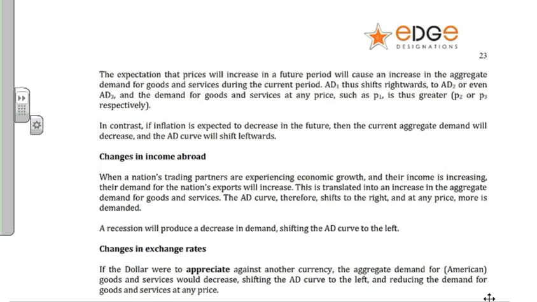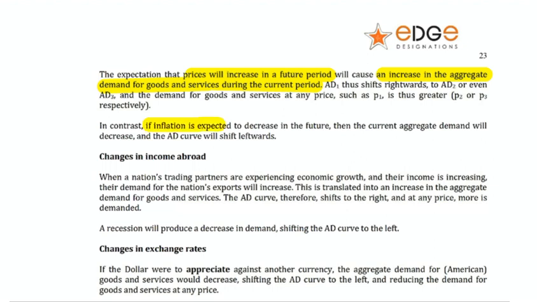Let's say, for example, there's an expectation that prices will increase in the future. That'll cause an increase in the aggregate demand for goods and services in the current period, because you think that in the future prices are going to go up, so you better get involved now. If inflation is expected to decrease in the future, then the current aggregate demand curve will decrease and shift to the left, because people will say, well, hold it, I'm not going to buy anything now, let me rather wait until prices go down.